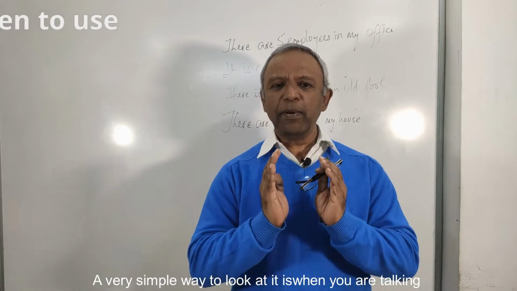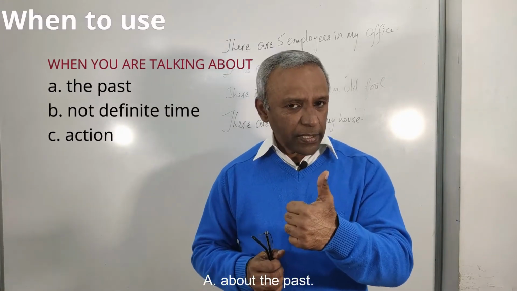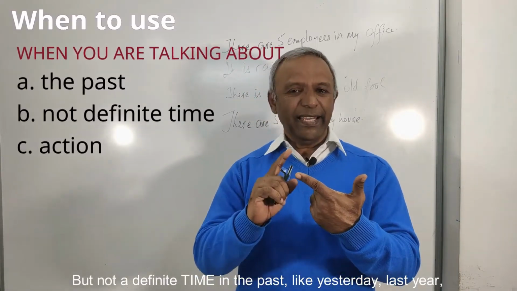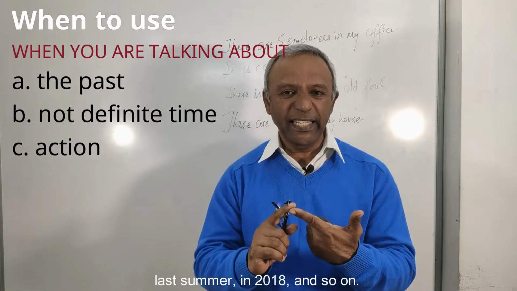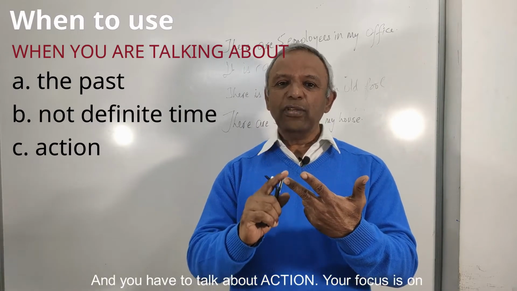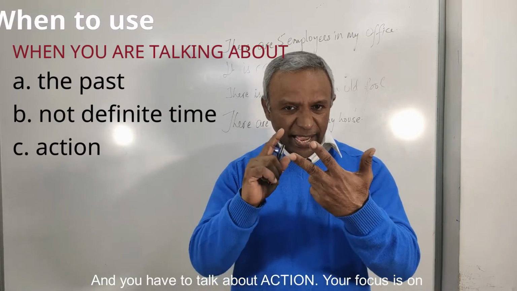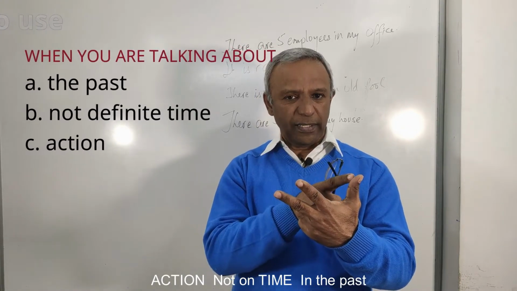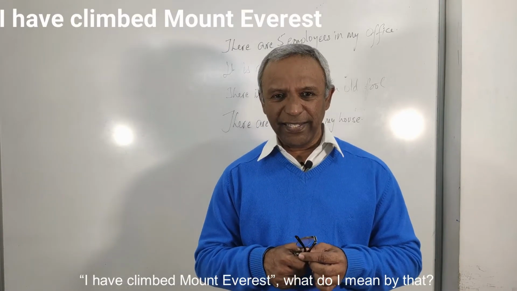A very simple way to look at it is when you are talking about the past, but not a definite time in the past, like yesterday, last year, last summer, in 2019, in 2018, okay, and so on. And you have to talk about action. Your focus is on action, not on time in the past. Then you use have. For instance, if I say, I have climbed Mount Everest.